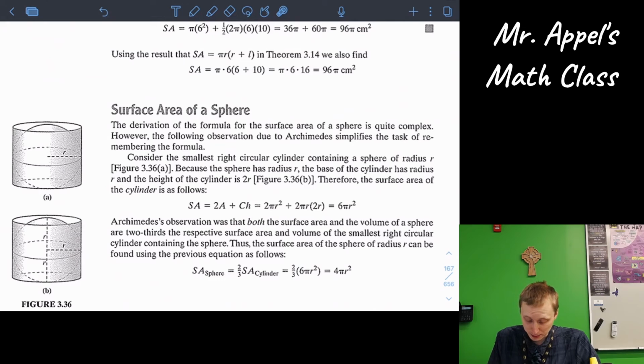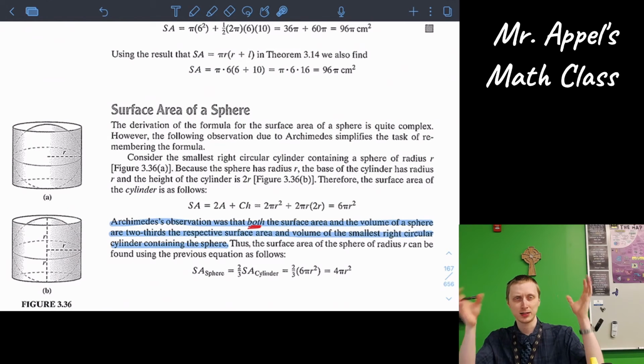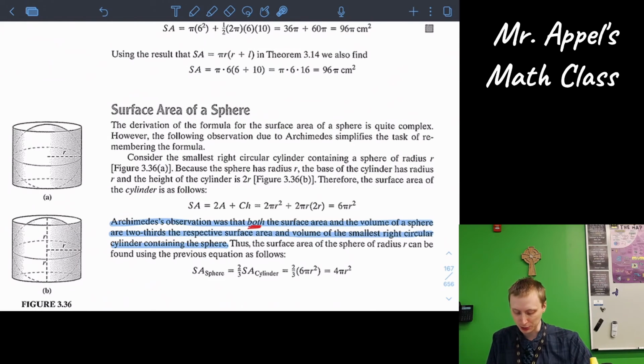Archimedes' observation was that both the surface area and the volume of a sphere are 2/3 the respective surface area and volume of the smallest right circular cylinder containing the sphere. Right? He did this a little bit more empirically, dealing with weights and balances and volume with displaced water and such. But it still holds. We could use, this is where the complex derivation comes in, proving that principle. Okay? Surface area and volume of a sphere is 2/3 that of the similar sized cylinder.